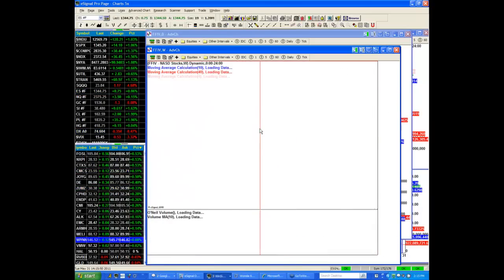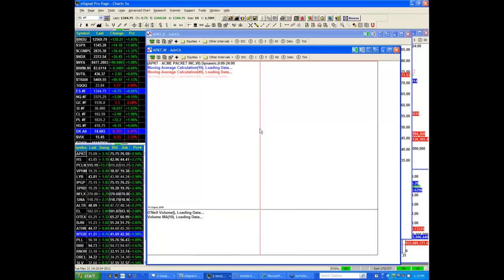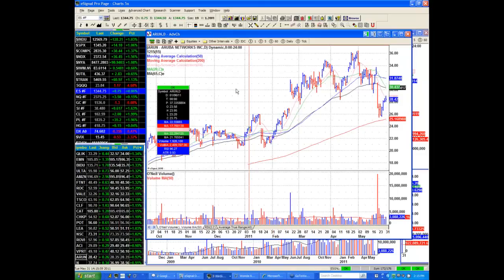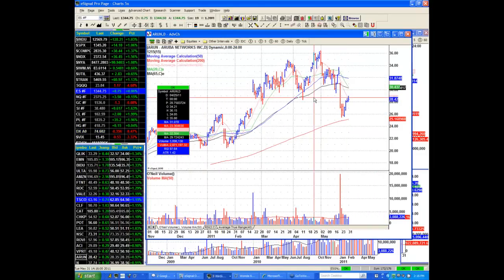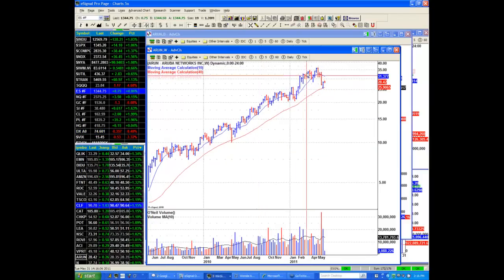And, of course, this would coincide with F5, which is a little bit on the networking side, as well as APKT. Aruba Networks, the one thing I don't like about Aruba Networks is this massive break. Now, that's a massive break off the peak. On the weekly chart, that's what it looks like. So that kind of looks like a left shoulder and a head. So I think this is your weaker play.